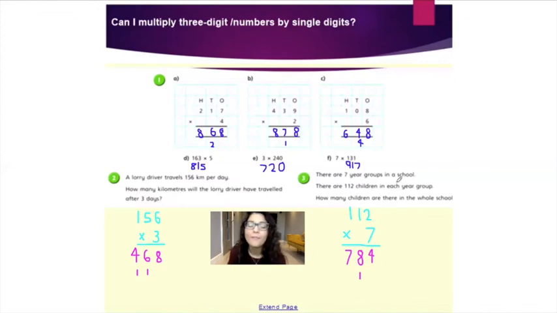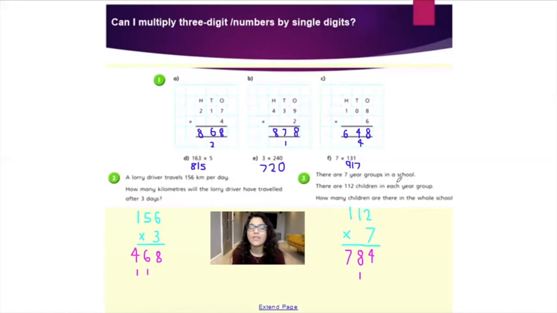Question 2. A lorry driver travels 156 kilometers per day. How many kilometers will the lorry driver have traveled after 3 days? So you have to multiply 156 by 3. And the answer should be 468. 1 has been exchanged 2 times there. So that means then that the lorry driver has traveled 468 kilometers after 3 days.